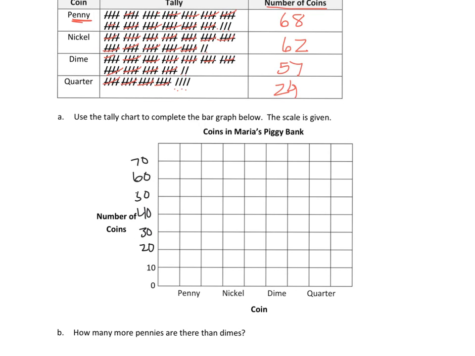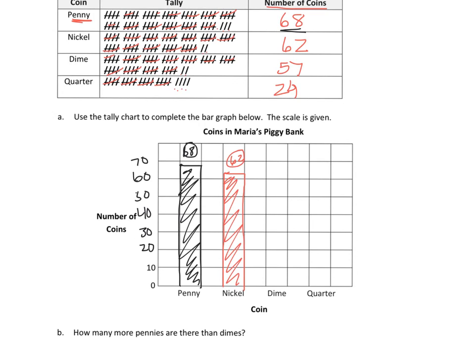So for the penny, I have to go up to 68, and I know that's going to be just below 70. So I'm going to draw it right there, and I'll shade this in. And the easiest or best thing for me to do so I know how many I have is I'm going to write the number and circle it. So nickels, there's 62. So it's going to be just above 60. And I'm going to do my best to stay neat with my bars. And then I'm going to write the number I have above it.